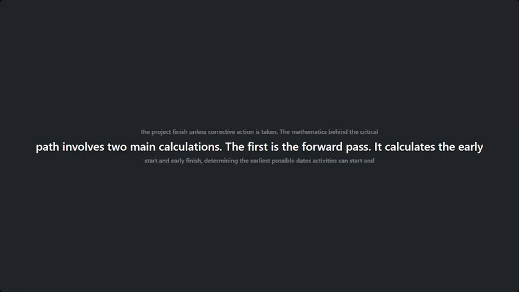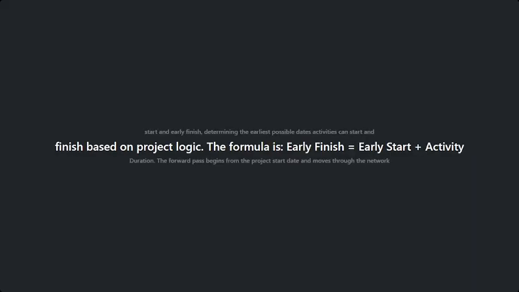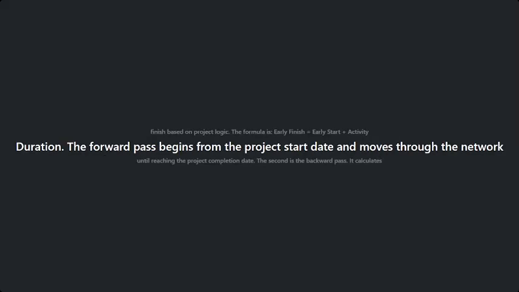The mathematics behind the critical path involves two main calculations. The first is the forward pass. It calculates the early start and early finish, determining the earliest possible dates activities can start and finish based on project logic. The formula is early finish equals early start plus activity duration. The forward pass begins from the project start date and moves through the network until reaching the project completion date.